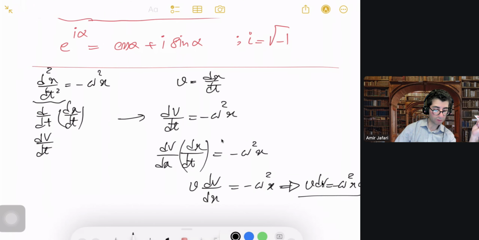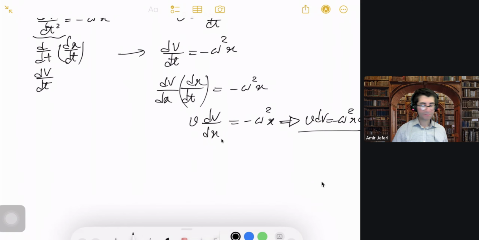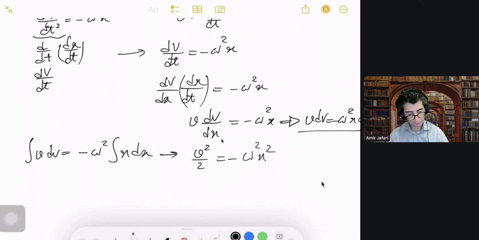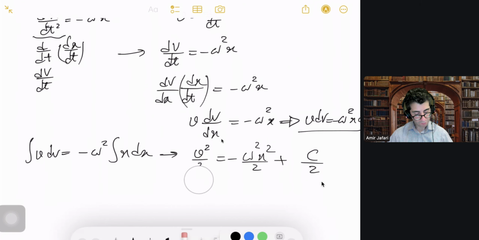This is the differential equation you should solve. The variables are separated, so it's easy to integrate. You integrate v dv equals minus omega squared, which is a constant, times x dx, and from here you get v squared over 2 equals minus omega squared x squared over 2 plus some constant. That constant can be called C over 2 because it's a constant, so you can get rid of these 2's. This is what you get.